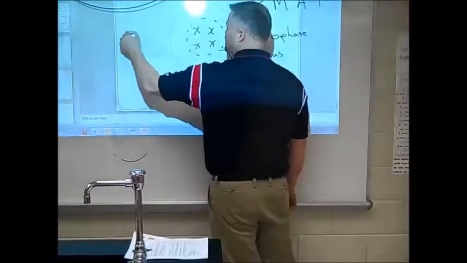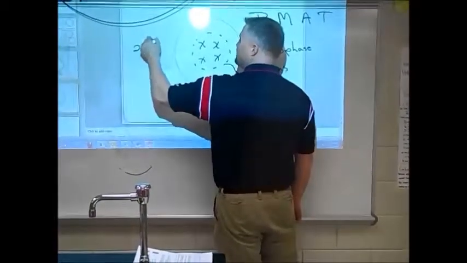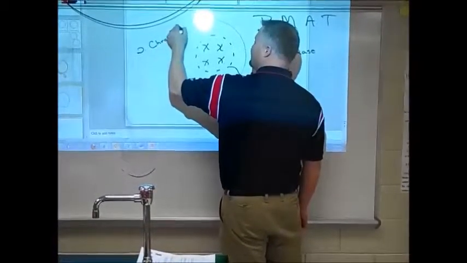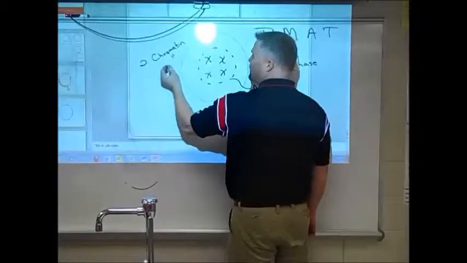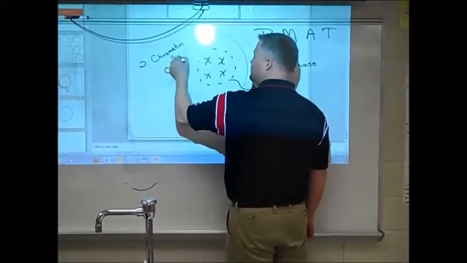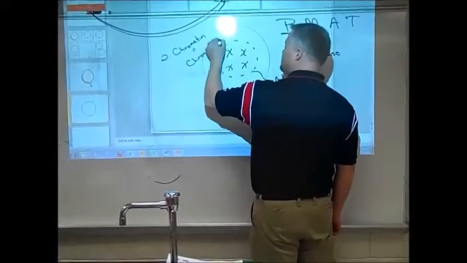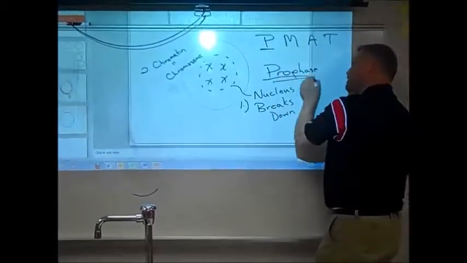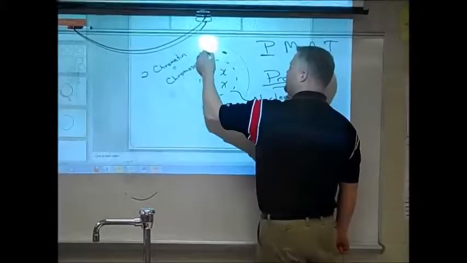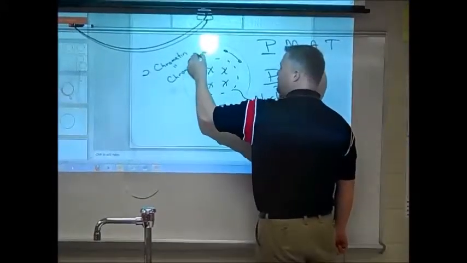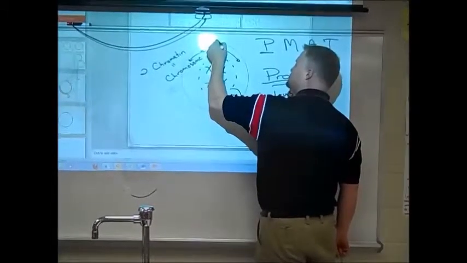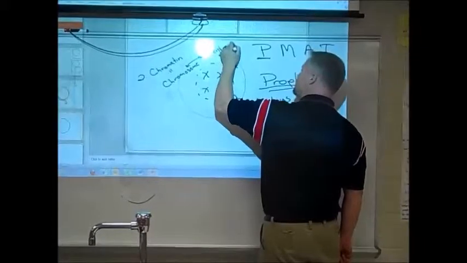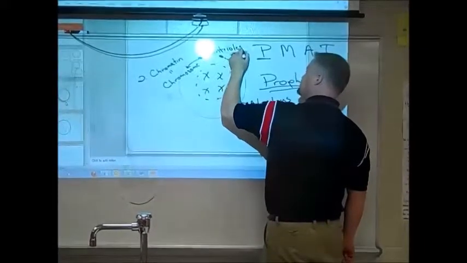Number two, the chromatin, which is relaxed DNA, starts to wind up and become a chromosome. And the last thing for prophase is that the centrioles are going to begin their journey to the poles of the cell. Centrioles move to poles.